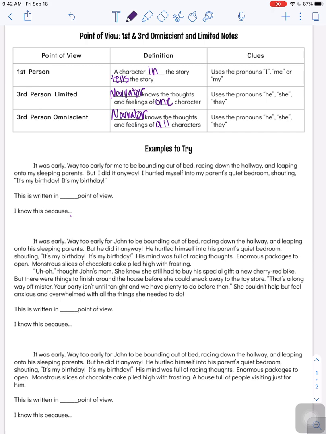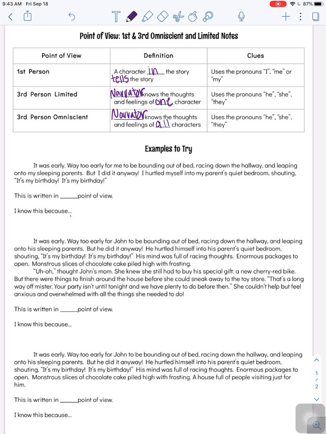So we are going to look at 3 different examples, and as I read these, I want you to try to figure out the point of view that the story is being told in. So our first example says, "It was early, way too early for me to be bounding out of bed, racing down the hallway, and leaping onto my sleeping parents, but I did it anyway. I hurtled myself into my parents' quiet bedroom, shouting, 'It's my birthday, it's my birthday.'"